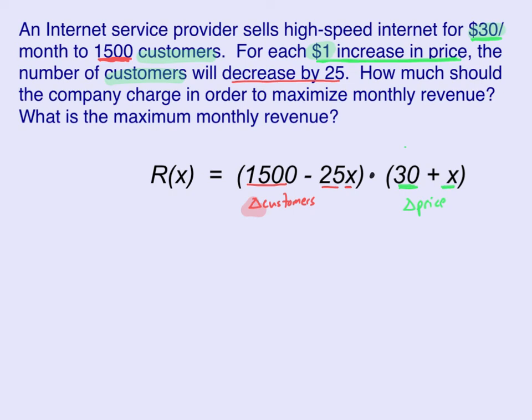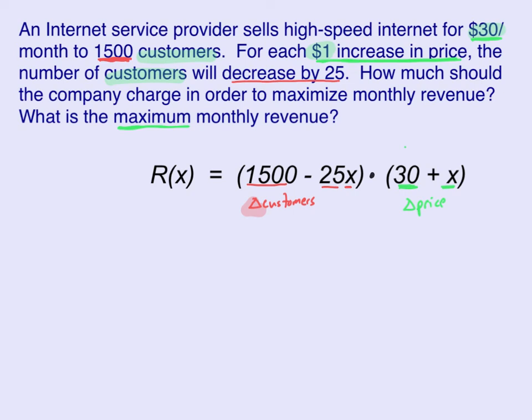Now the question is, what's the maximum monthly revenue? Well, to find a maximum, I need to use the graphing calculator, just like we did in 4.1 and 4.2, finding maximums. So I'm going to go to my y equals, and I'm going to type in exactly this equation, 1,500 minus 25x, close a parenthesis, another set of parentheses, 30 plus x, close a parenthesis. And I'm going to hit graph.